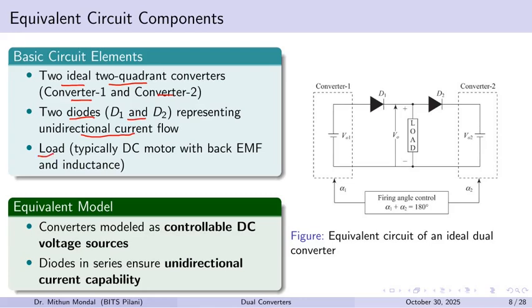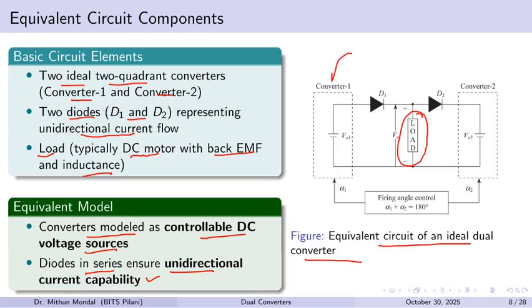The load is typically a DC motor with the back EMF and the inductance. So if we see the equivalent circuit of an ideal dual converter, here the converter will be modeled as a controlled DC voltage source, and the diode in series will ensure that there is a unidirectional current capability. So there is a load, and this load is basically delivered power from two converters.